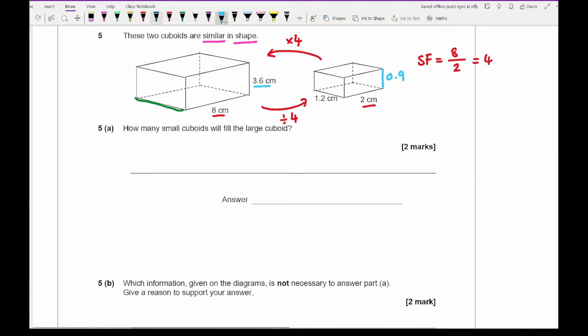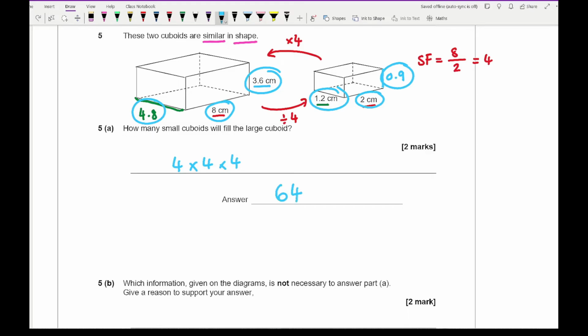And then to work out what this green length here is, I look at 1.2, I multiply that by 4, and I get 4.8. So from this, what I then need to do is work out each of those. Now, all I then need to do is divide how many go into which. So how many 2's go into 8? Well, that's going to be 4. How many 1.2's go into 4.8? That's going to be 4. And how many 0.9's go into 3.6, which is going to be 4. So it's going to be 4 cubed, which is 64.